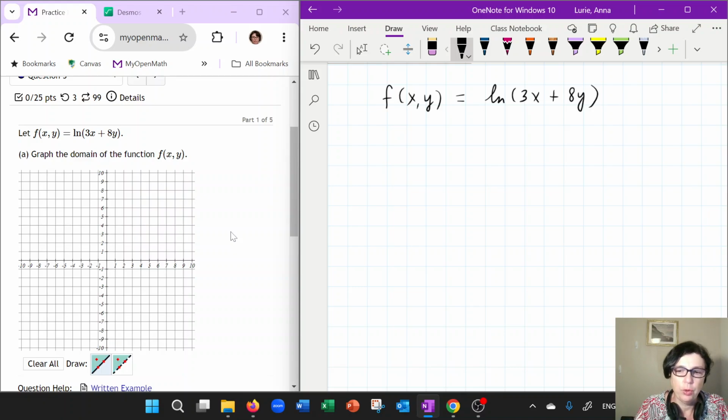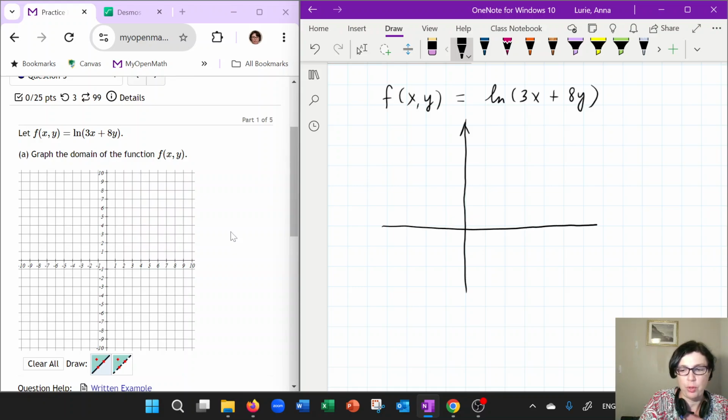Now, if you have log, I want you to remember that the boundary of the domain has to be dashed, not solid, because log of 0 is undefined. However, if this was the square root of 3x plus 8y, then the domain would include a boundary that is solid. So I know this is going to be dashed. I immediately will change this to this option.